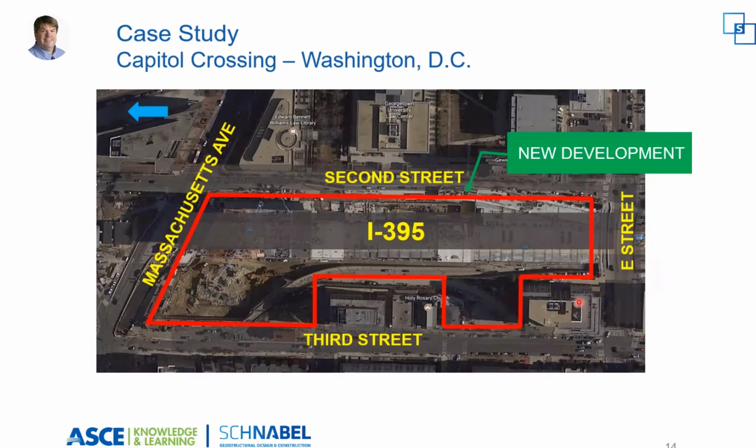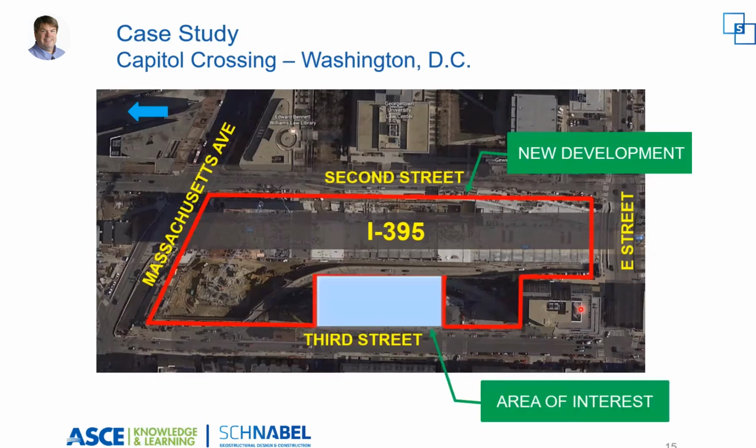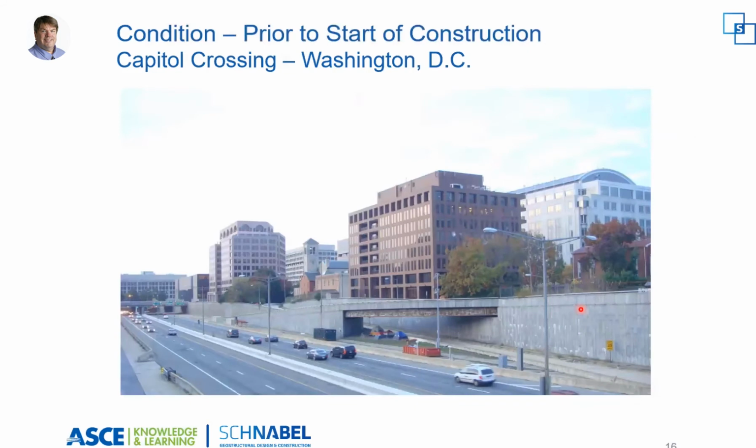It was an interesting project because most of the structures are actually supported above I-395, and I-395 basically became a tunnel. The area that we're interested in is in this blue down here at the bottom, and that's where there were a bunch of structures adjacent to the deepest part of the excavation. This is what the project looked like beforehand. This is I-395. As you can see, it's just a regular highway right through the middle of D.C.